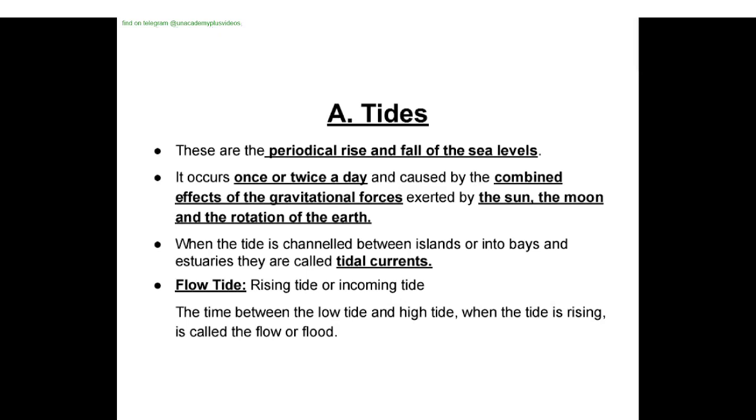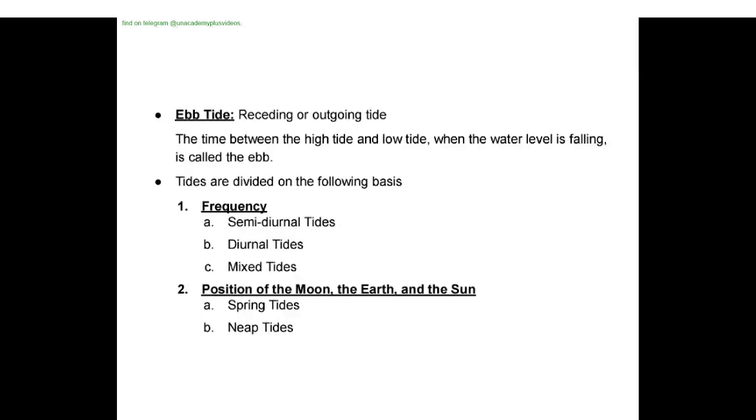Flow tide, rising tide, or incoming tide. The time between the low tide and high tide when the tide is rising is called the flow or flood. Ebb tide, receding or outgoing tide. The time between the high tide and low tide when the water level is falling is called the ebb.